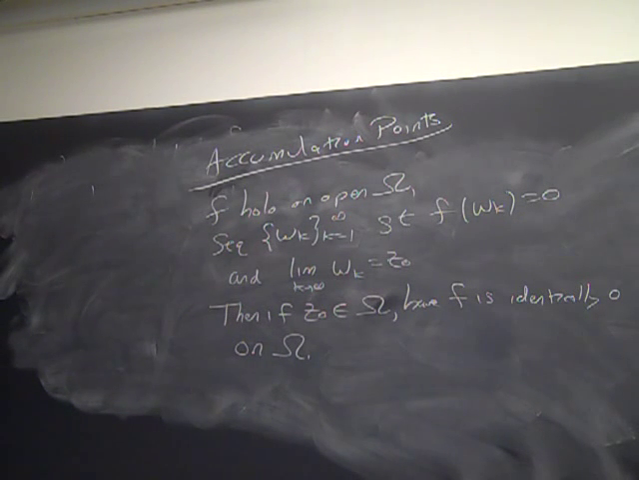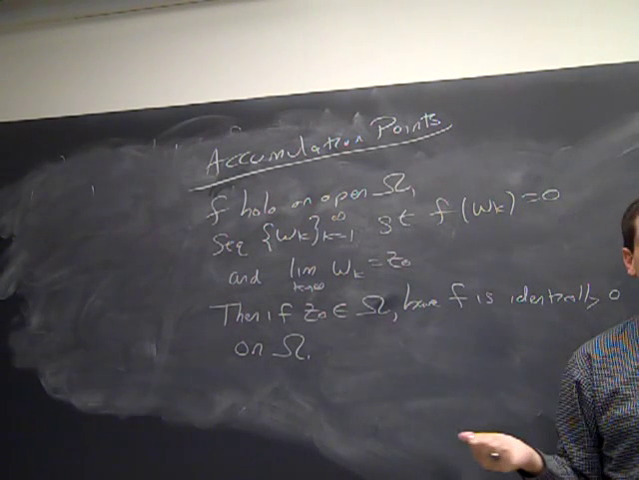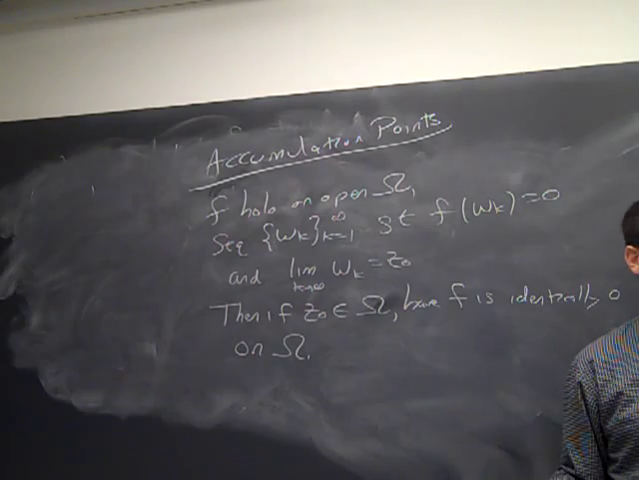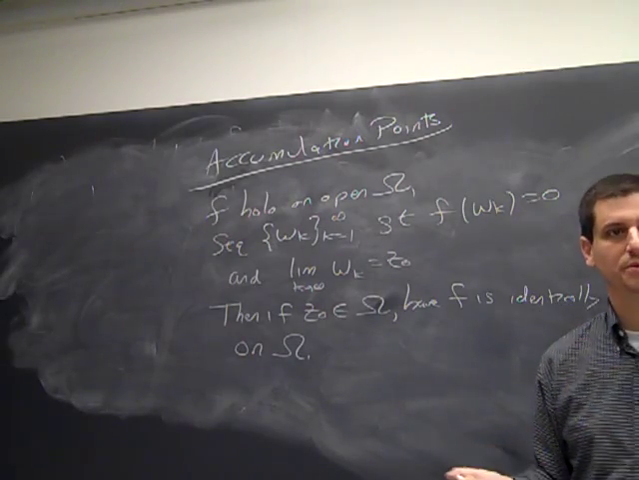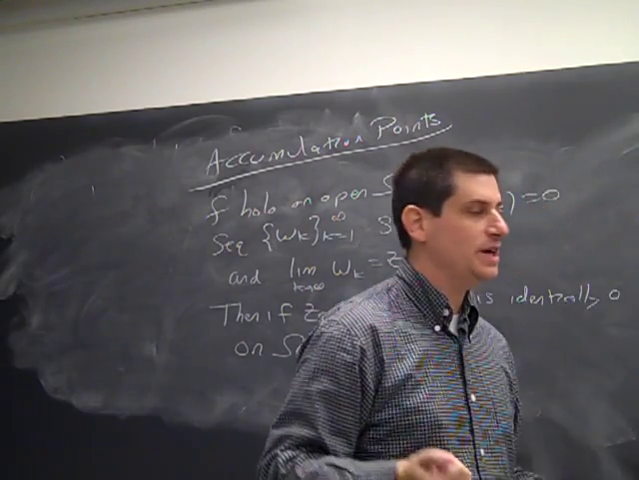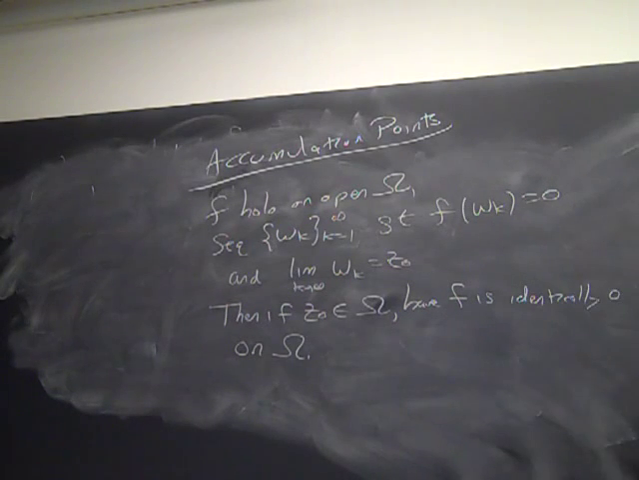If all an equals 0, we're happy. Right? I'm trying to show my function is identically 0. I've got every coefficient as 0. I'm in great shape. Otherwise, there's an an that's not 0. Choose the smallest m such that am is not 0.